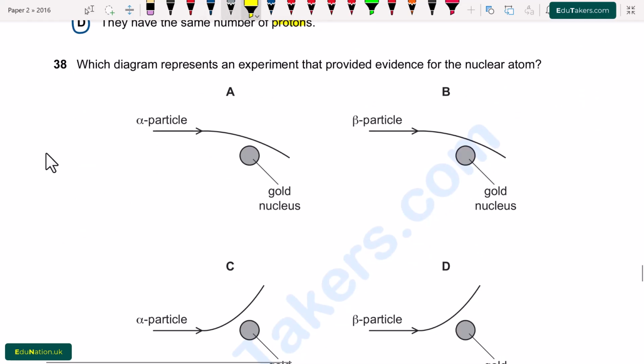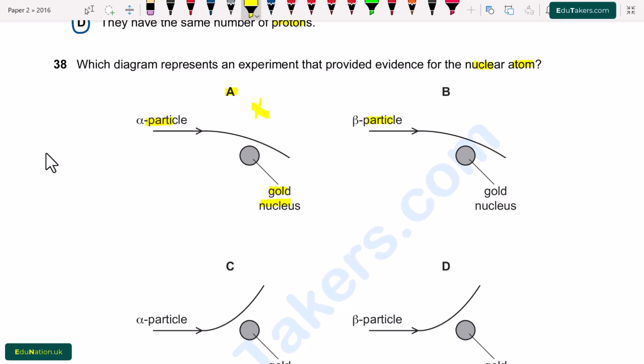Question number 38. Which diagram represents an experiment that provided the evidence for the nuclear atom? Here is option A, alpha particles and gold nucleus. Alpha particles are deflected towards the nucleus, but it should be deflected away from the nucleus because both of these are positively charged. There should be repulsion between them. So A option is incorrect.